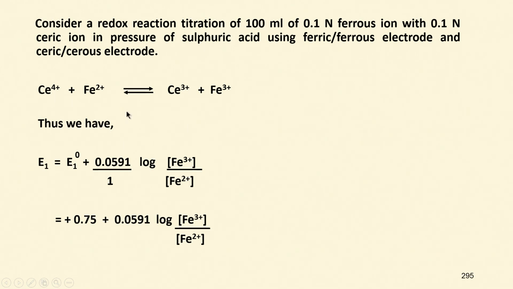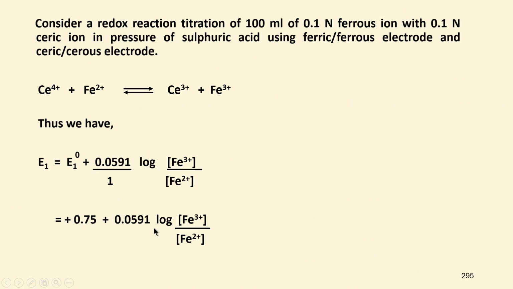So, we have 2 equivalent cell reactions, one is ferric ferrous and another is ceric cerous. So, we can write E1 is equal to E1 naught plus 0.0591 logarithm of the oxidant divided by the reductant, that is ferric ferrous. So, this number works out to 0.75. This data we get from the database of the E naught.